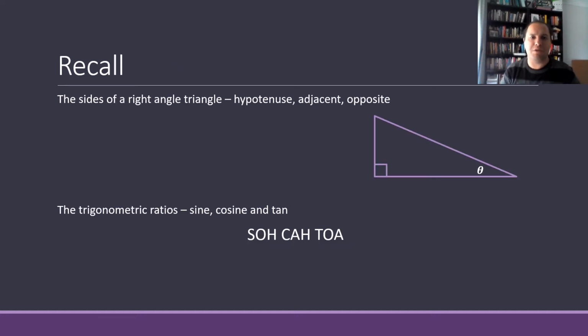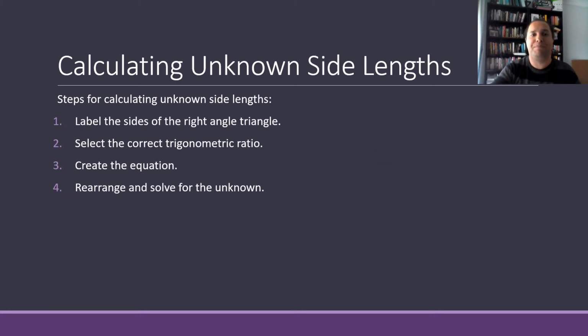So some things to recall. First of all, labeling the sides of your right angle triangle as hypotenuse, adjacent and opposite. Needing to know those is very important. And also your trigonometric ratios, sine, cos, and tan, using whatever method or mnemonic you use to remember those will be important as well.